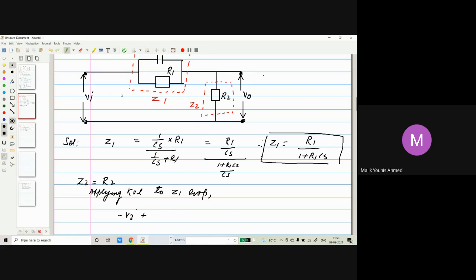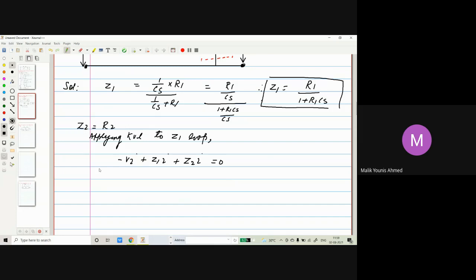So we can make a loop here like this. That will be Z1 I plus Z2 I, which should be equal to 0. But we can further write Vi as (Z1 plus Z2) I. Let's substitute the values of Z1 here.